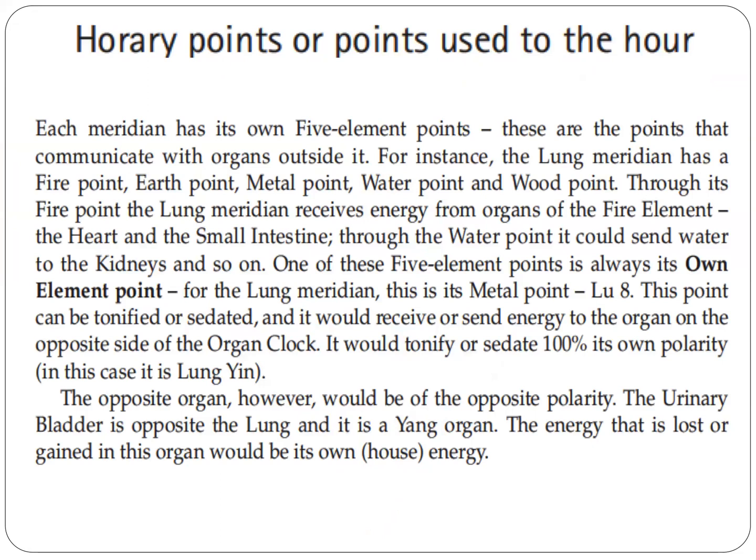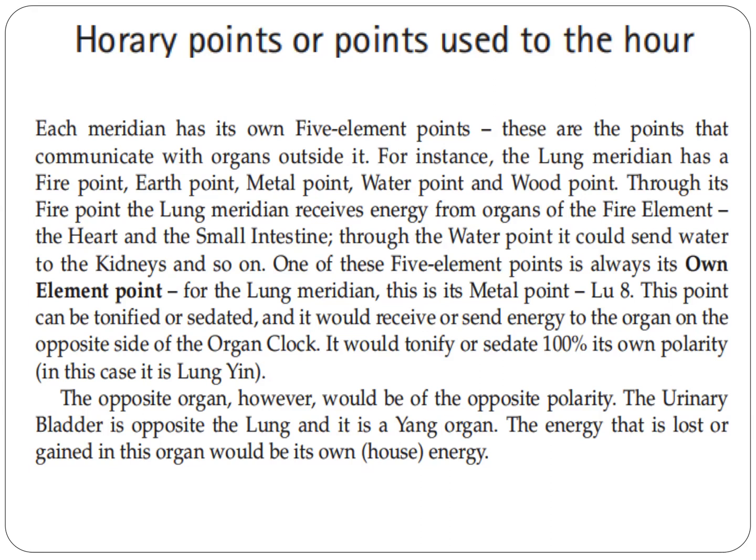Horary points or points used to the hour. Each meridian has its own 5 element points. These are the points that communicate with organs outside it. For instance, the lung meridian has a fire point, earth point, metal point, water point, and wood point. Through its fire point, the lung meridian receives energy from organs of the fire element, the heart and the small intestine. Through the water point, it could send water to the kidneys and so on.